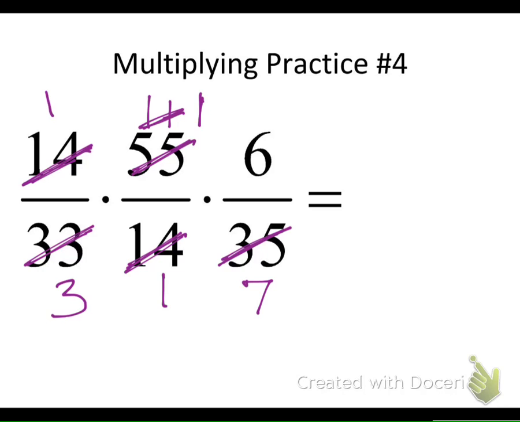Now, one more thing. We have one more numerator up here, right? Can I reduce this 6 with any of these denominators? Yeah, I can reduce the 6 with the 3. What are they both divisible by? Not by 2, but by 3. Okay, so what's 6 divided by 3? And what's 3 divided by 3? 1.